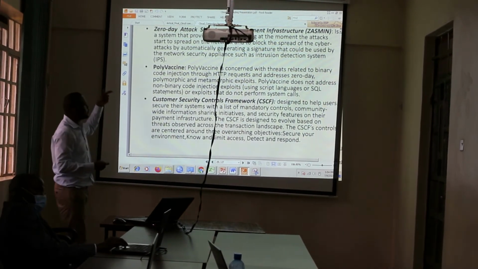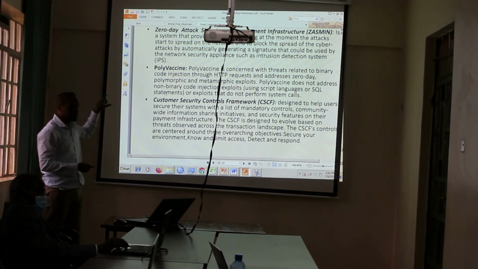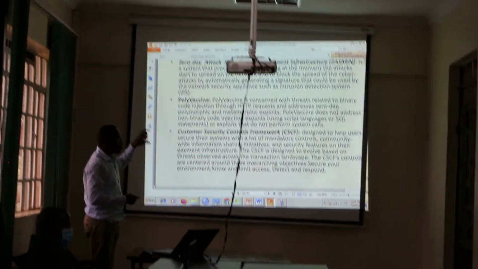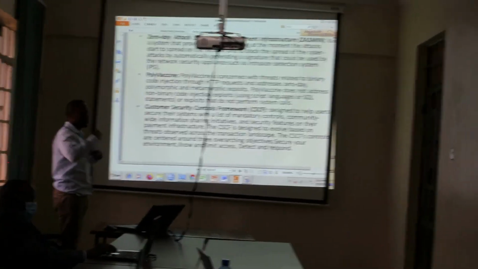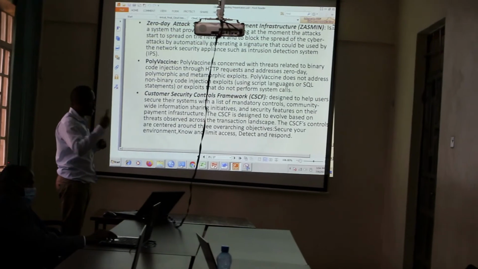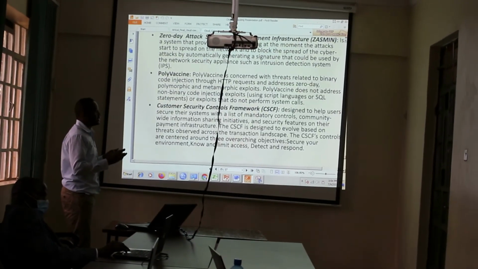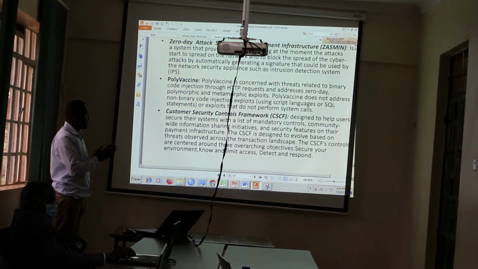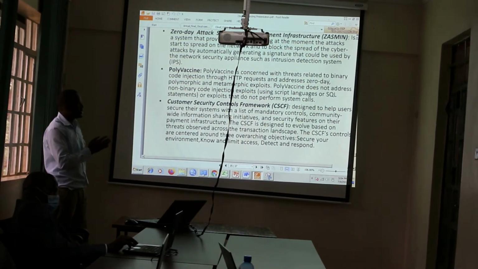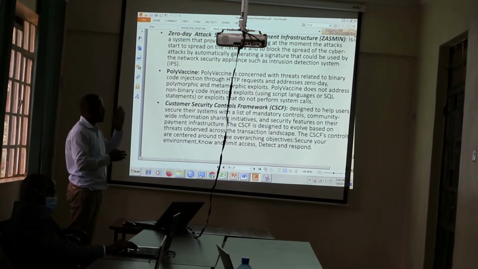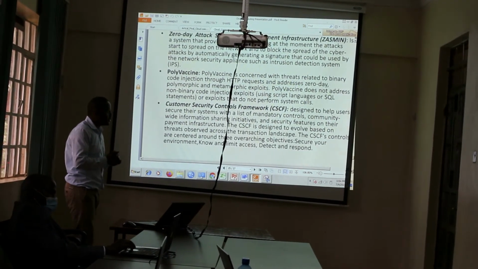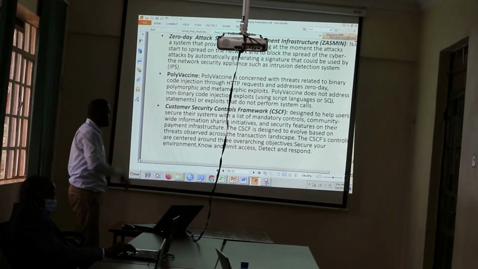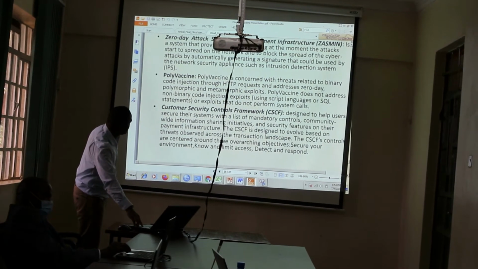So polyvaccines look at those kinds of vulnerabilities or threats which are going to call for a different action as a continual action within that particular system. So it's going to look at those issues or threats, and you'll find most of the system calls are injected through HTTP protocols, or HTTP requests. So polyvaccine addresses those kinds of issues.